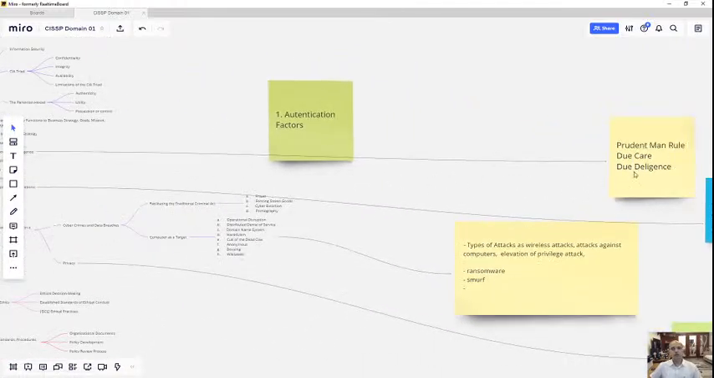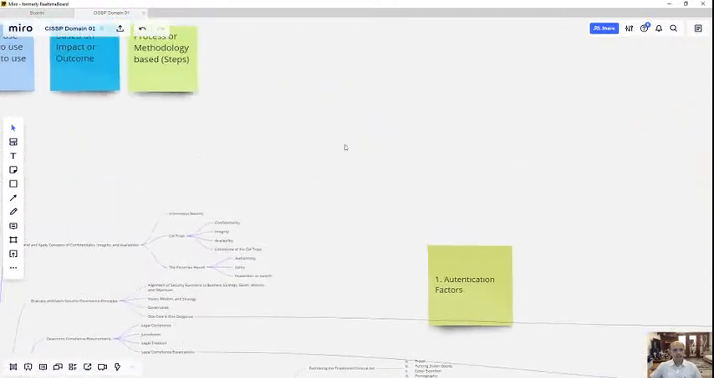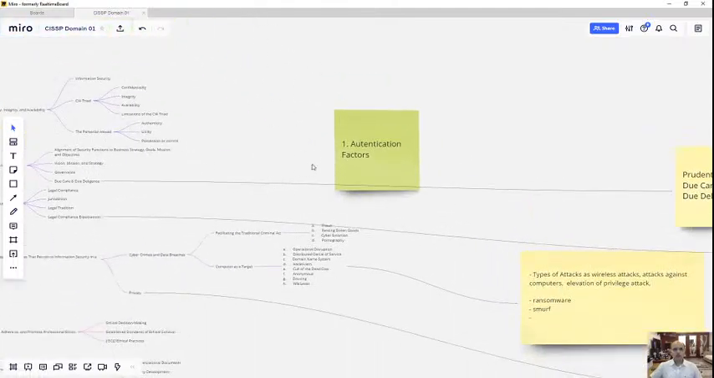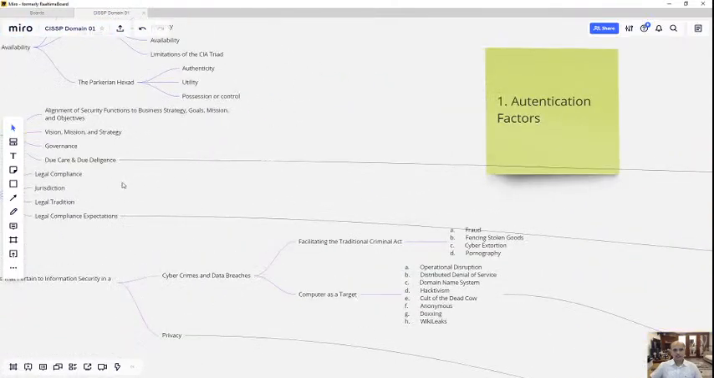I'm taking the prudent man rule, due care, and due diligence. The yellow color here means the concept. So this is covered with due care and due diligence takeaway.